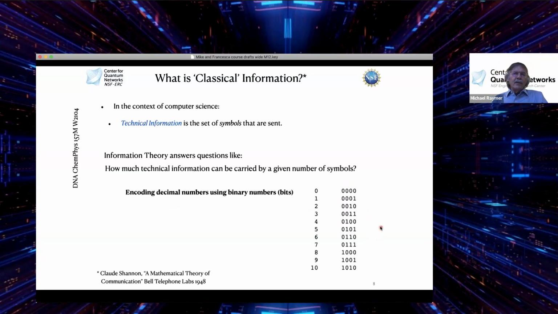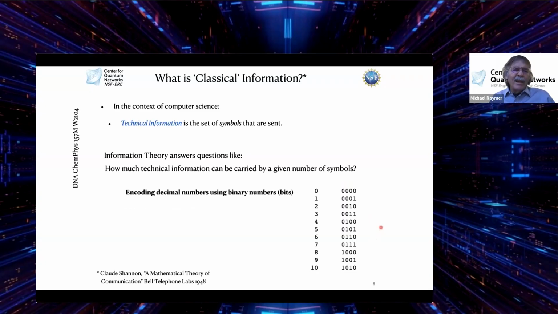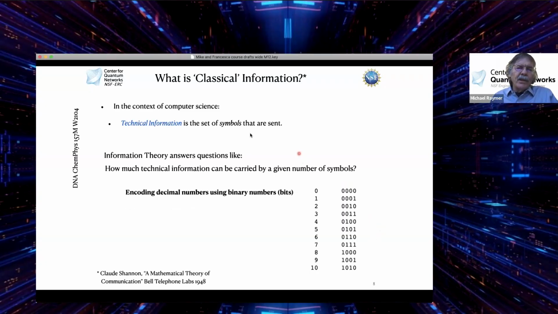Okay, so on into the technical business here. What is classical information? Well, in the context of computer science, information is simply the set of symbols that are sent. It doesn't have anything to do with the meaning of the symbols. It just has to do with essentially the quantity, or how many symbols you've sent. And in computer science, we only use 2 symbols, the 0 and the 1. That's called binary, and these are binary bits. And here's a list of the first 10 or 11 binary numbers.